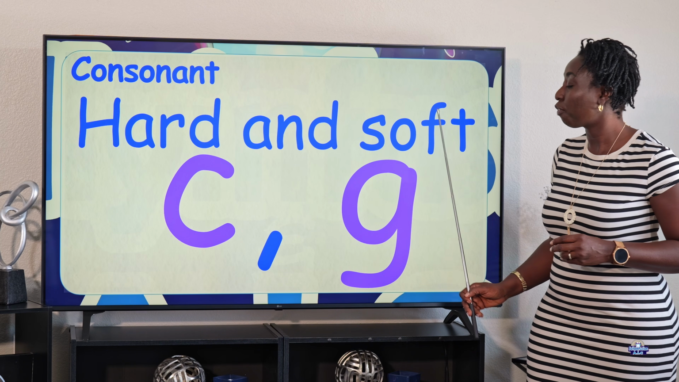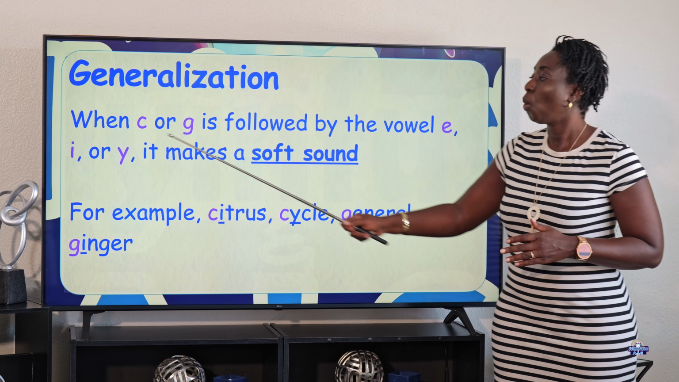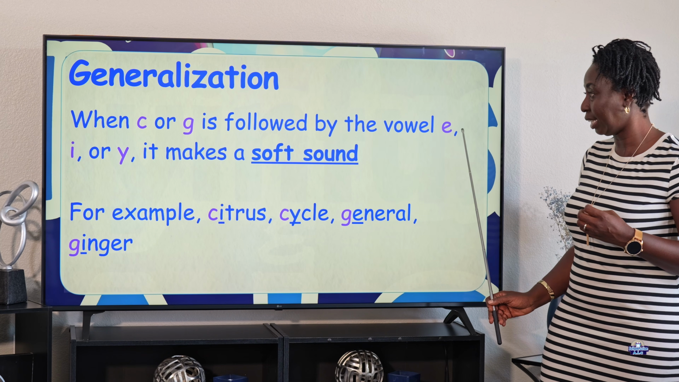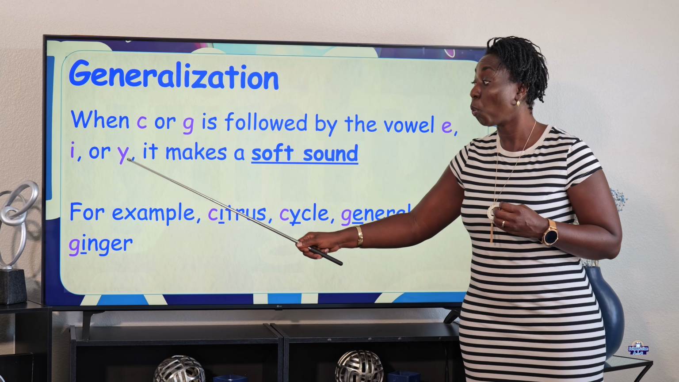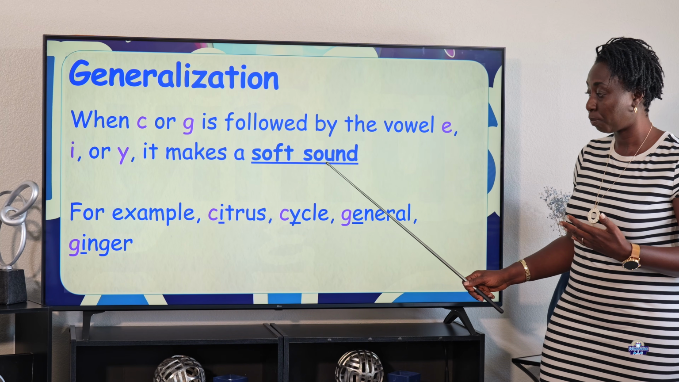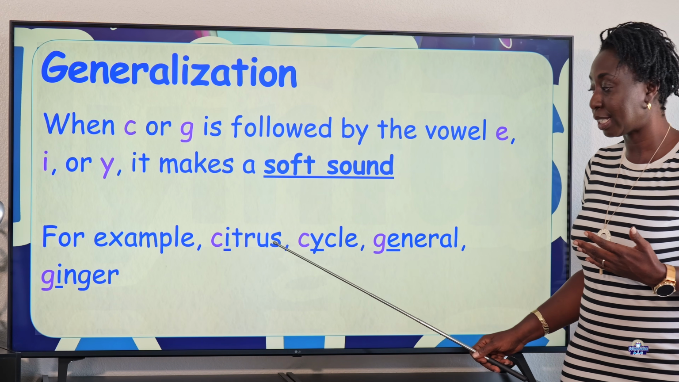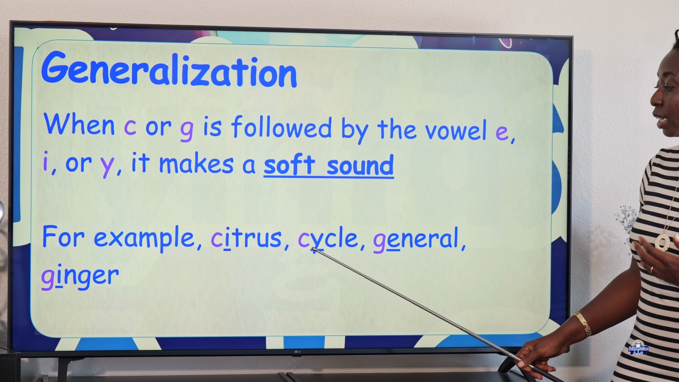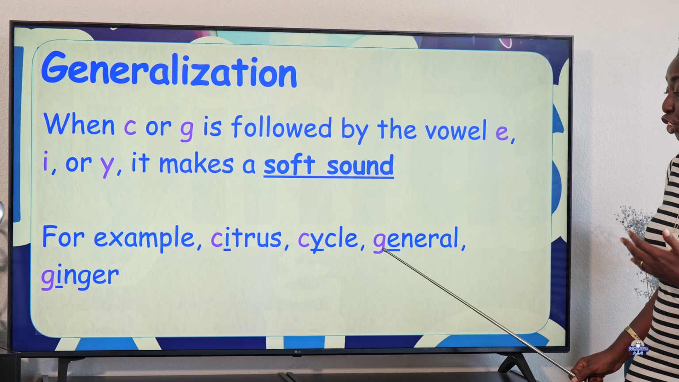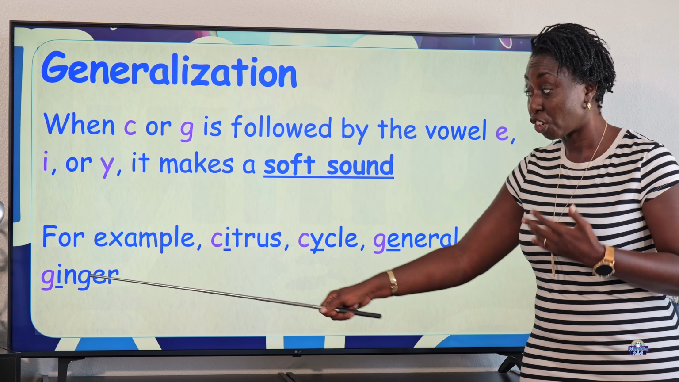Hard and soft C and G. When C or G is followed by the vowel E, I, or Y, it makes a soft sound. For example, citrus, cycle, general, ginger.